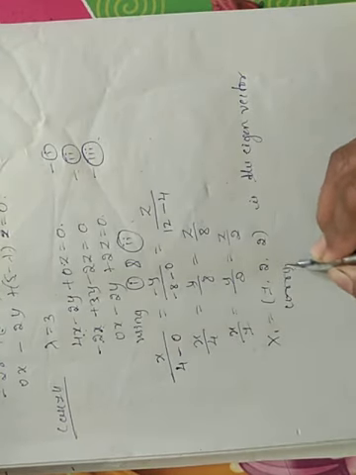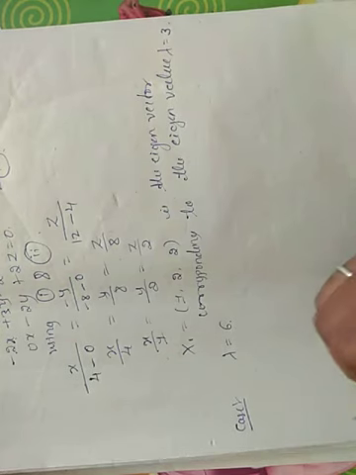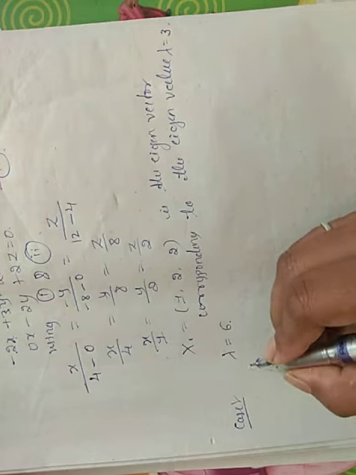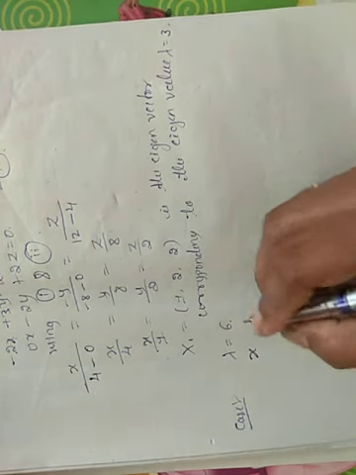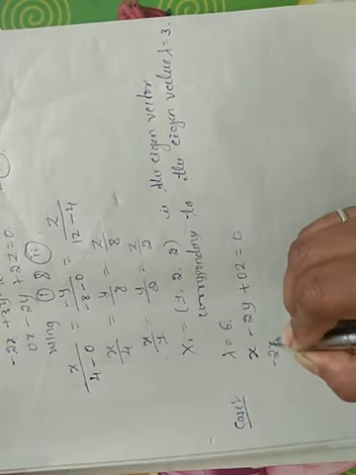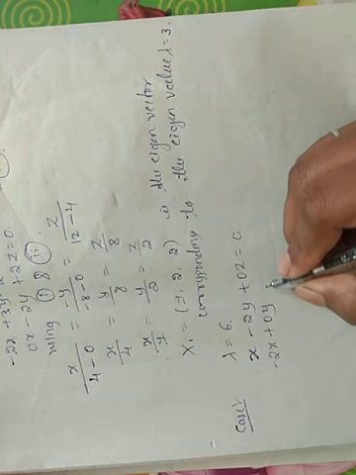corresponding to the eigenvalue lambda equal to 3. Next go to the second case, when lambda equal to 6. So when lambda equal to 6, our equations are 7 minus 6 x minus 2y plus 0z equal to 0, minus 2x, 6 minus 6 is 0y, minus 2z equal to 0.